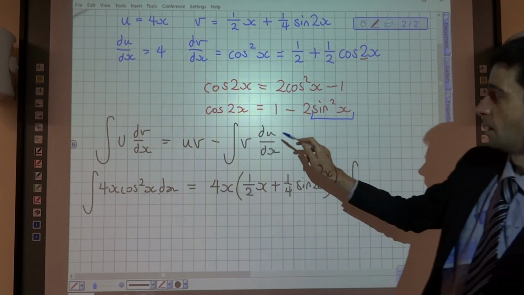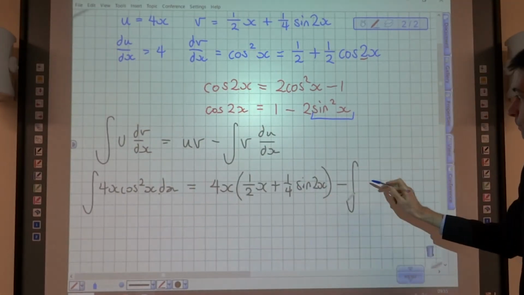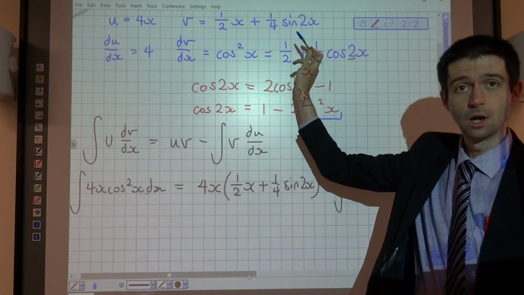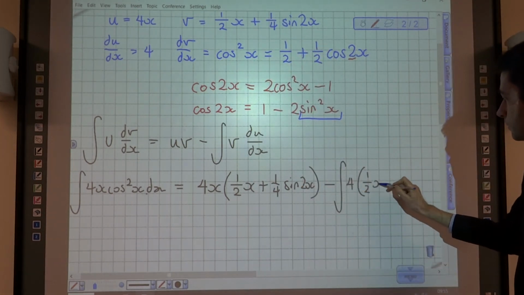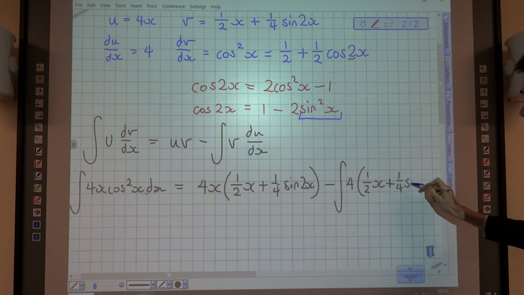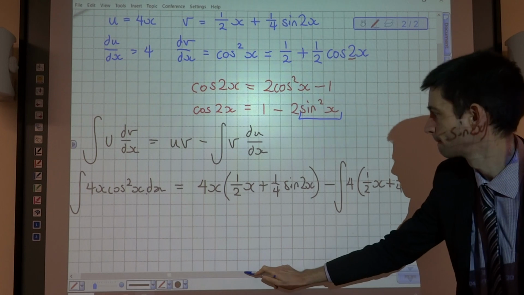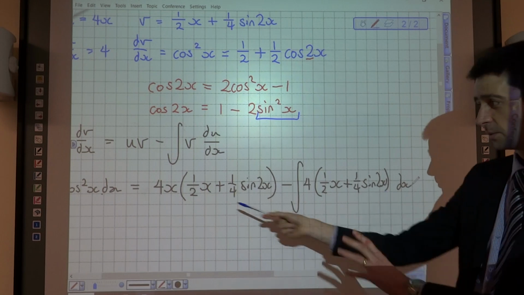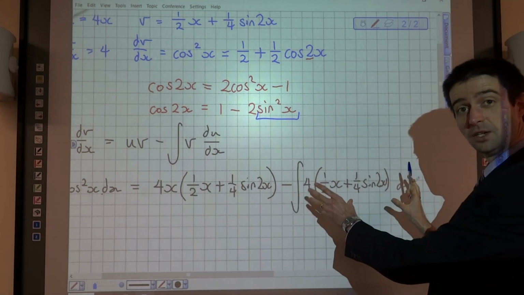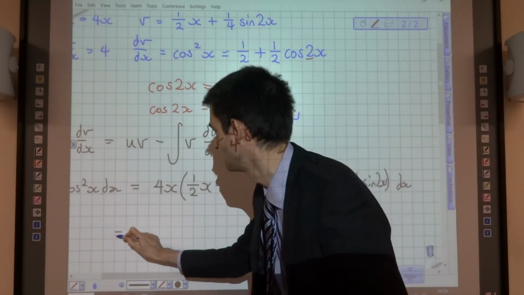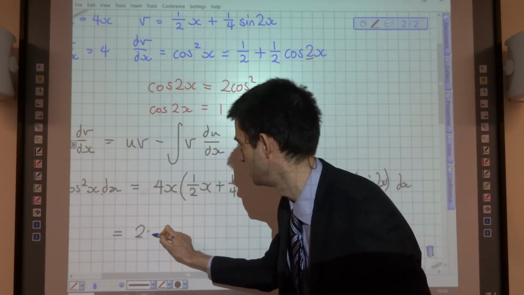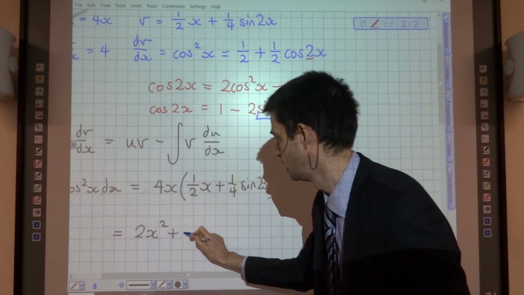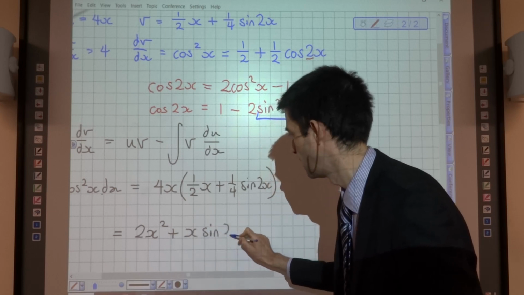So I'm going to put du dx first because it's 4 lots of v, which is this whole term again, half x plus 1/4 sine 2x, with respect to x. So here we are. I'm just going to tidy this up a little bit and then deal with integrating the second part. So 4x multiplied by a half x is going to be 2x squared, and 4x multiplied by 1/4 sine 2x is going to be plus x sine 2x.